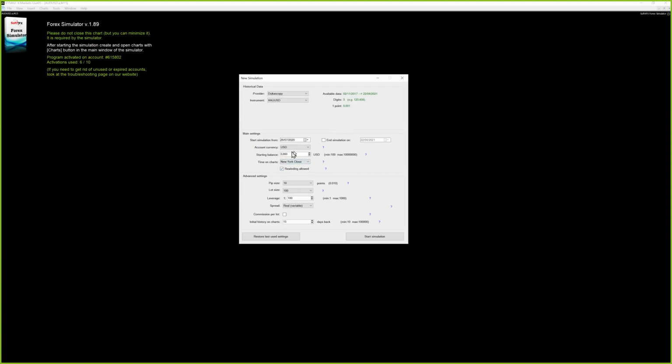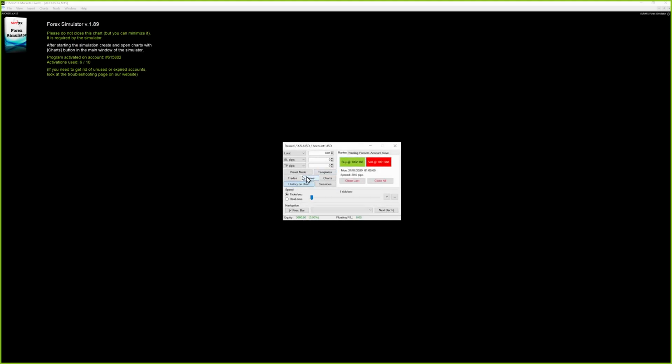The question was asked here. New York close, lot size this. Leverage, let's do 1 to 100. Spread, real spread. Actually, let's go with a fixed spread of 2 pips. Previous history on chart is going to be around 200 days. Perfect. We got the dates, we got everything. Let's start the simulation here.